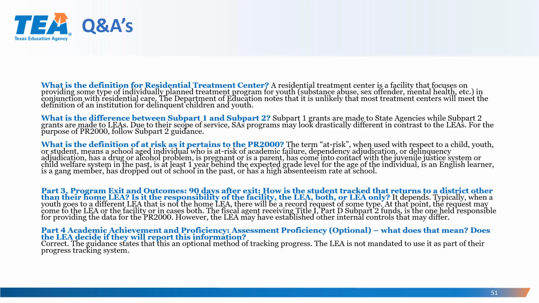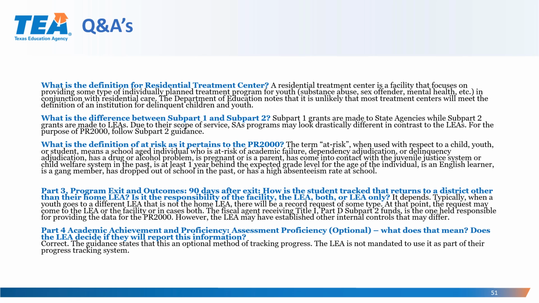Continuing with frequently asked questions, we see: what is the definition of a residential treatment center? A residential treatment center is a facility that focuses on providing some type of individually planned treatment program for youth in conjunction with residential care. The Department of Education notes that it's unlikely that most treatment centers will meet the definition of an institution for delinquent children and youth. What is the difference between Subpart 1 and Subpart 2?